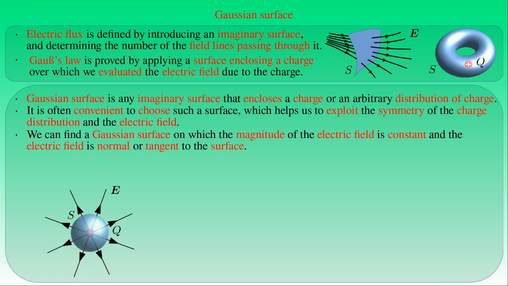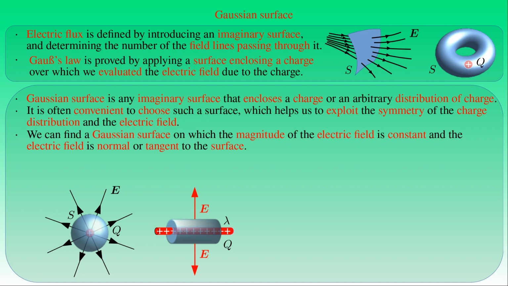Another example for Gaussian surfaces is a cylinder denoted by S around an infinite charged line with a constant linear charge density lambda. Since the electric field E for such a uniform distribution of charge has a cylindrical symmetry around the line, the electric field is normal to the curved surface of the cylinder and the magnitude of the field is constant over it. The electric field is tangent to the two parallel planes of the cylinder, that is, the field lines do not intersect them.